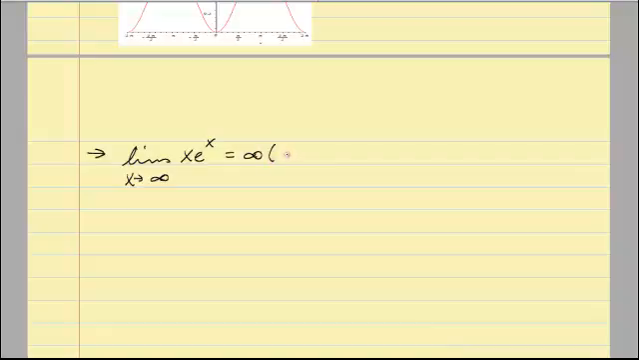Now e to the infinity is just another degree of infinity. So we have infinity times infinity, which is equal to infinity. Therefore, the limit does not exist.